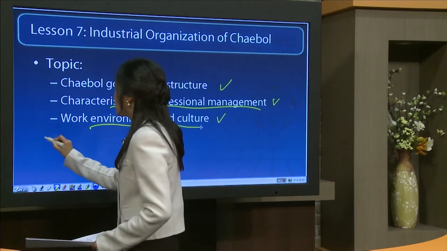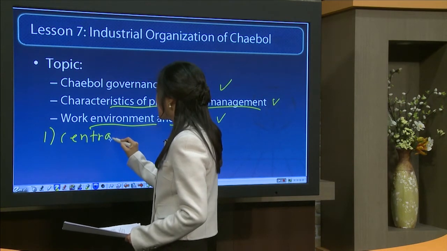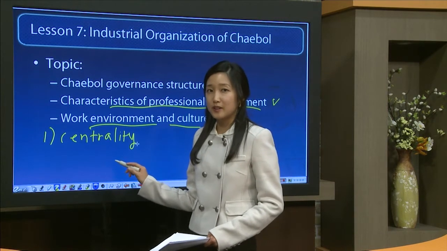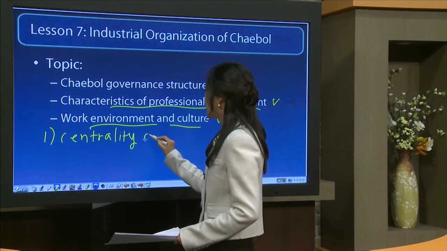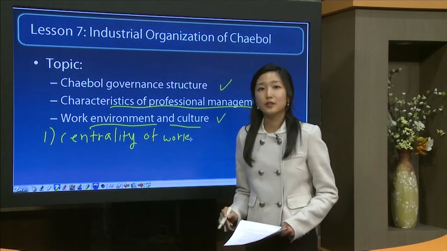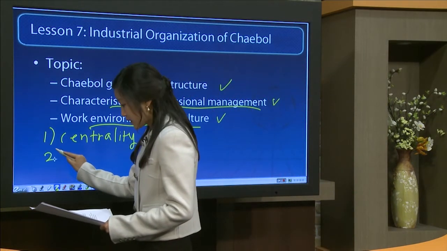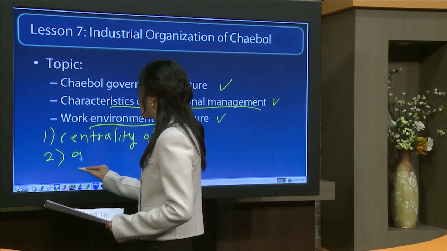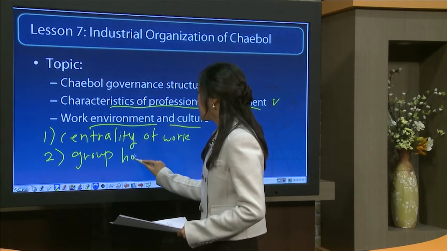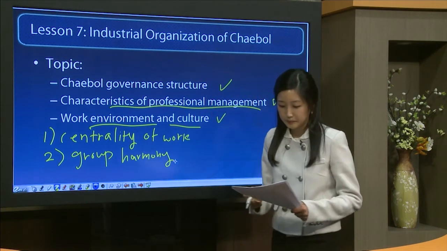The first trait is the centrality of work. What we mean by this is Korean workers are often asked to sacrifice a lot for their companies. Work comes before personal life. This is very different from Western cultures where individualism is stressed. The second key trait is group harmony. There is heavy emphasis on maintaining very good, conflict-free interpersonal relationships in the work environment.